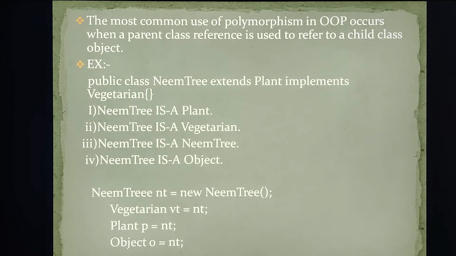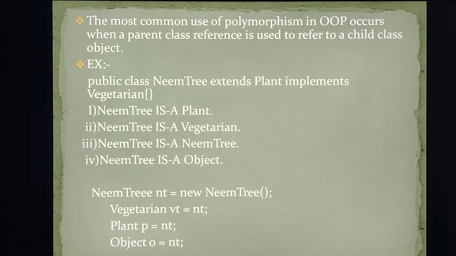The most common use of polymorphism in the OOPS concept is when a parent class reference is used to refer to a child class object. That is described like this: at runtime, which class object is created? Is it a parent class object or a child class object that got created? That will be checked by the JVM. JVM will check at runtime which class object got created. Let's see an example.